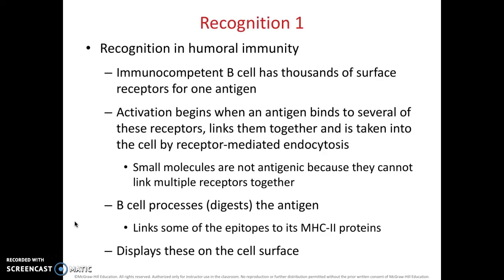So B cells then process and digest the antigen, just like antigen-presenting cells would do, and link some of the epitopes to the MHC2 proteins. Remember, the epitopes are the important part of the antigen where the antibody is able to bind, and they can be incorporated into the MHC2 proteins, which are those signaling proteins that distinguish self from non-self, as well as infected self cells. So these antigen epitopes are with the MHC2 protein complexes. These are displayed on the cell surface.